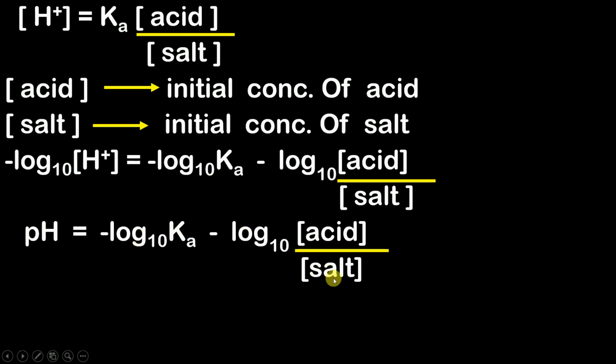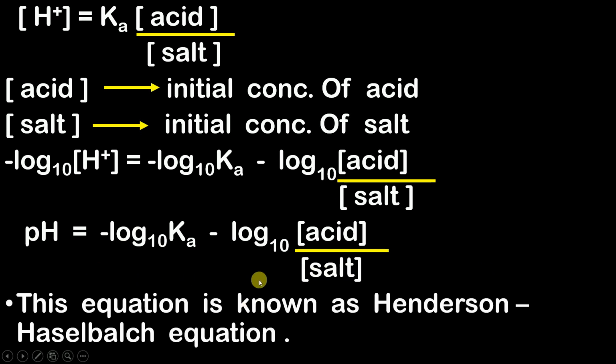Okay, now this equation that we have got is very useful for finding the pH of a buffer solution. This is for your acidic buffer solution. So this one is for finding the pH of an acidic buffer solution, and this equation is called the Henderson Hasselbalch equation.